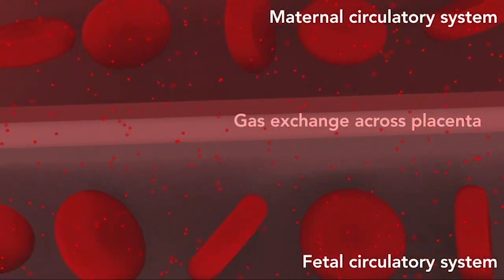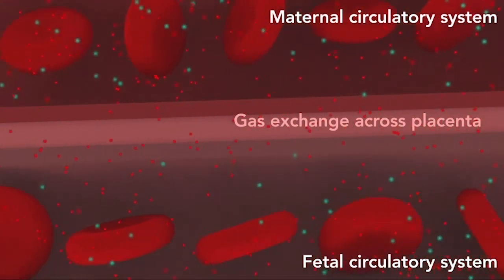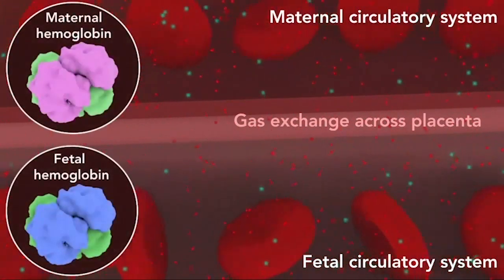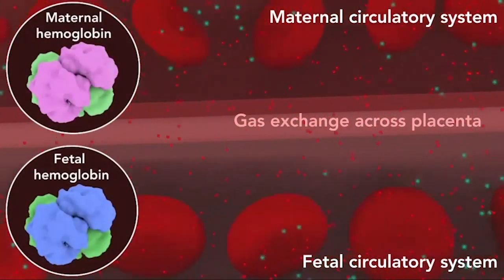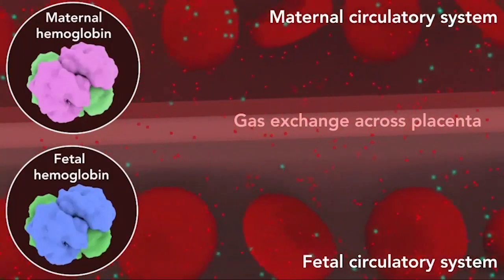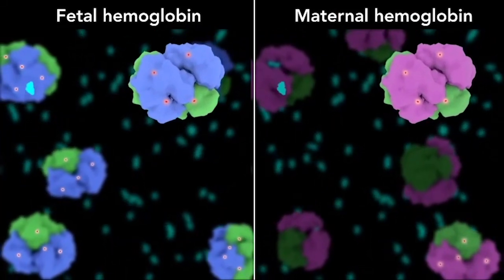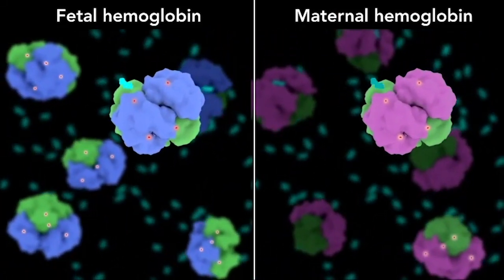Although 2,3-BPG is present in both adult and embryonic red blood cells, fetal hemoglobin consists of a tetramer complex in which the normal adult beta subunit is replaced by a special fetal hemoglobin subunit called gamma. The fetal form of hemoglobin has a lower affinity for 2,3-BPG.